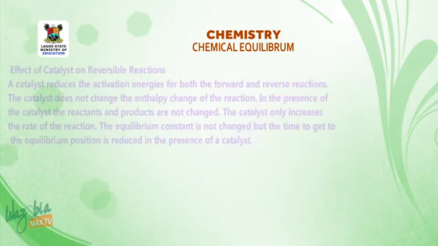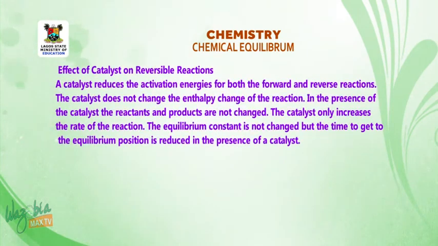Now, the effect of a catalyst on a reversible reaction. A catalyst reduces the activation energies for both the forward and reverse reaction. The catalyst does not change the enthalpy of the reaction. In the presence of the catalyst, the reactants and product are not changed. The catalyst only increases the rate of reaction. The equilibrium constant is not changed, but the time to get to the equilibrium position is reduced in the presence of catalyst.